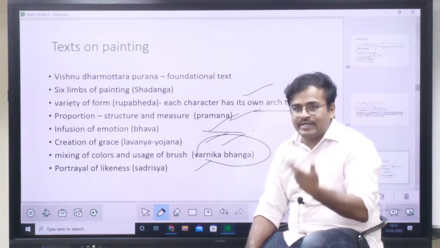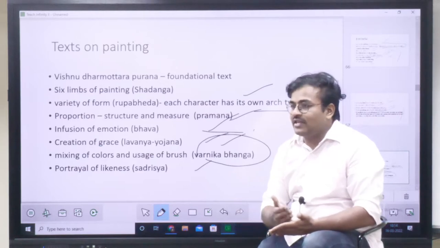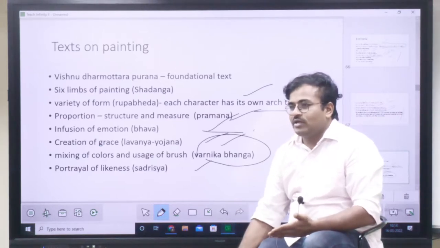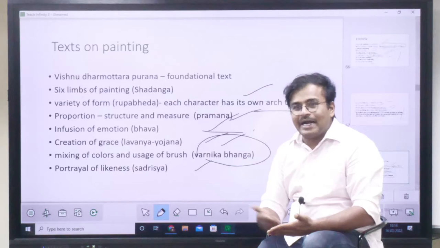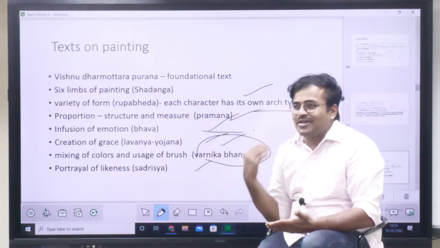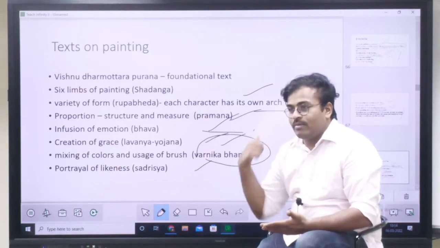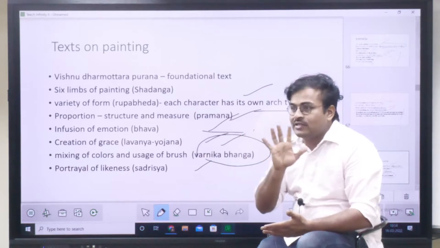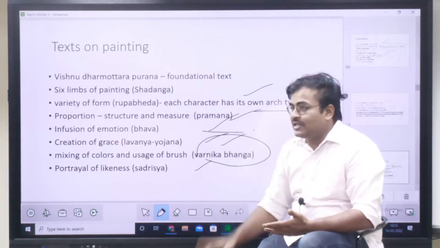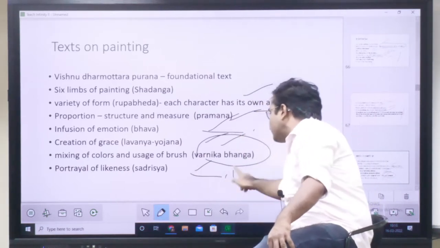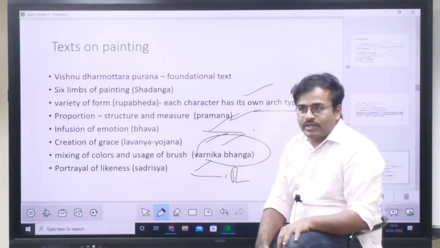Let's suppose you are drawing a tiger. The tiger should reflect the actual tiger. If you draw a tiger, it should not look like a cat. That is what is known as Sadrishya. Remember Ashokan pillars also, I told you that likeness is not there for real lions. It means that Sadrishya is the basic concept of realism here. Are you getting what I'm trying to say?